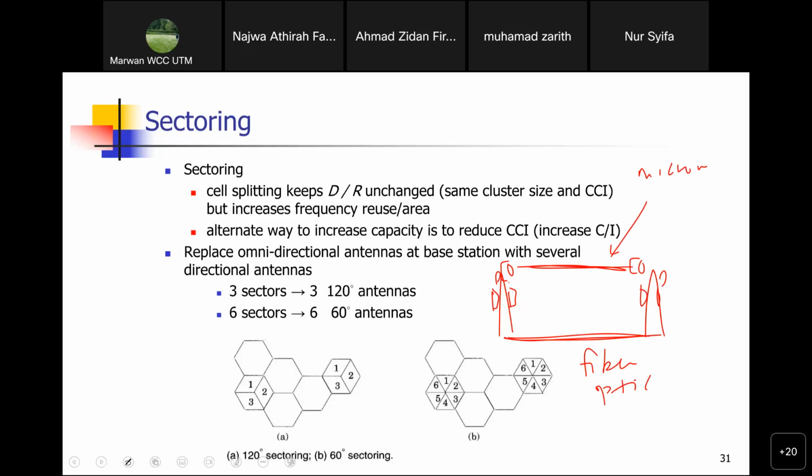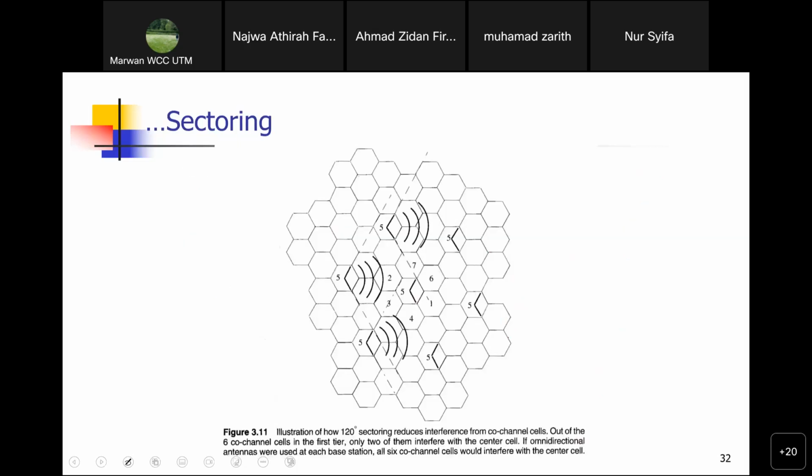So this is actually the sectorized. You can divide the hexagon into 3 and into 6. So what are the advantages? The advantages are actually in the C over I, S over I. If you look back over here, this is mainly our cell.